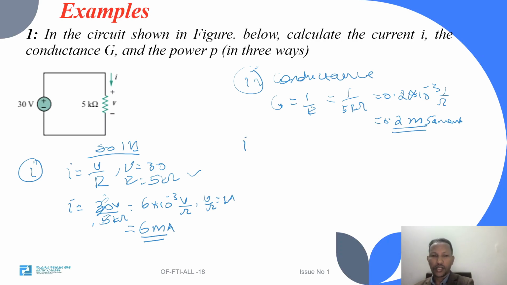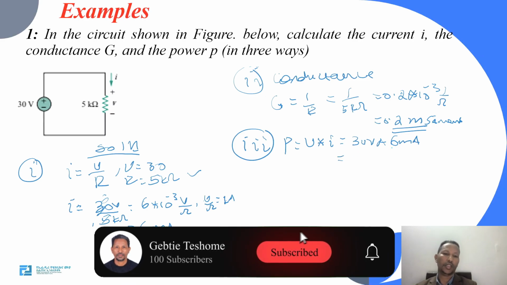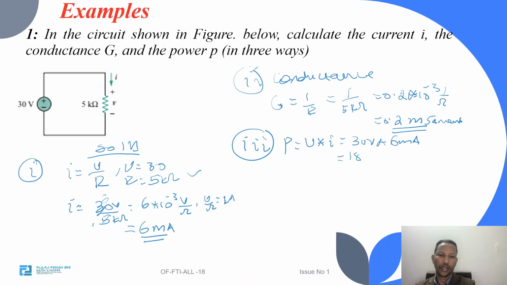The third one, we are asked to determine the power. You know that power is given by voltage times current. The voltage is 30 volt, times the current of 6 milliampere. So we have 30 times 6, which is 180 milliwatt. This is one approach.